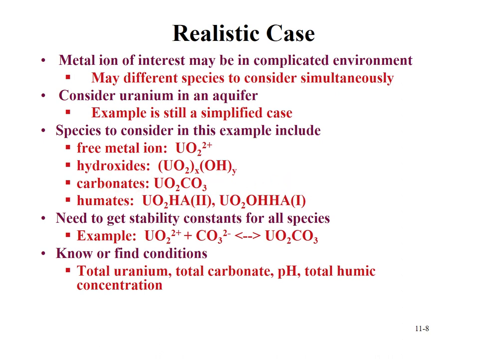Now we need to get the complexation constants for the species that we're interested in. For example, if I'm interested in the carbonate speciation, I need to get the complexation constant that describes this reaction. So that would be the concentration of the uranyl carbonate divided by the concentration of the free uranium times the carbonate. So fundamentally, I need to know or find the total uranium, the total carbonate, the pH, since that's going to be an important component, and the total humic acid concentration.